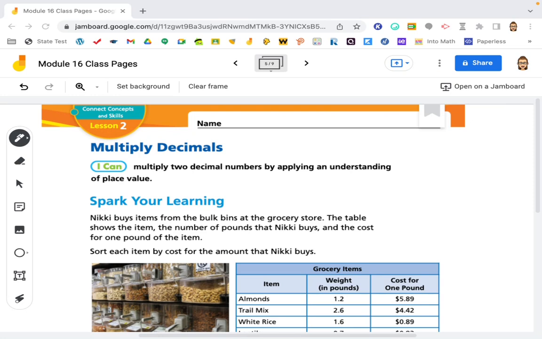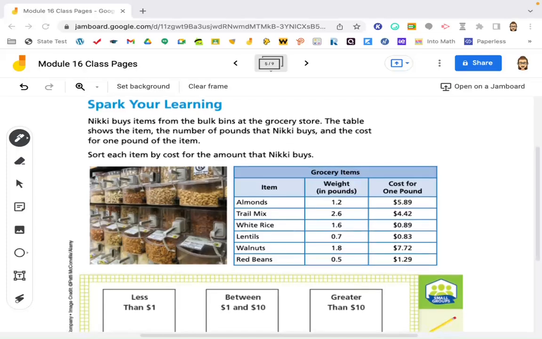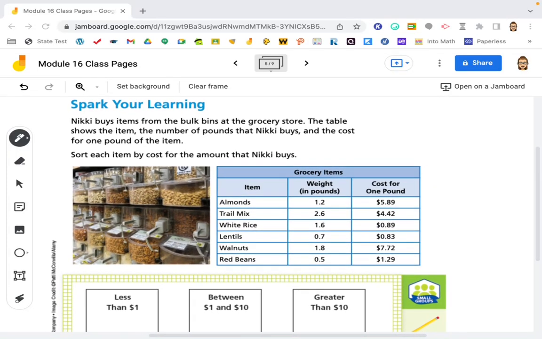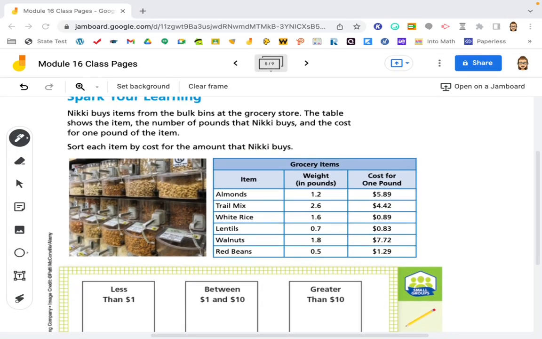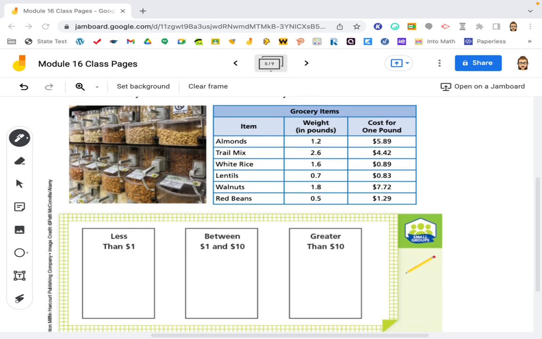place value. So to spark your learning, it says, Nikki buys items from the bulk bins at the grocery store. The table shows the item, the number of pounds that Nikki buys, and the cost for 1 pound of each item. Sort each item by the cost for the amount that Nikki buys. So here we have less than $1, between $1 and $10, and greater than $10.